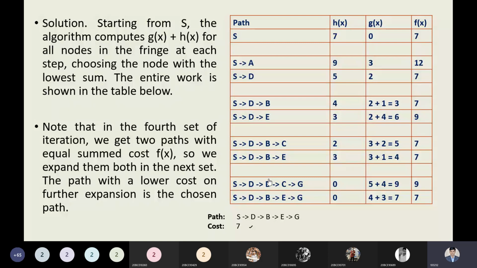Yes, round number 1115. Yes, do you have any question? Just tell me.